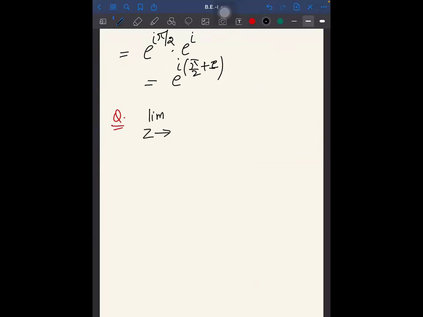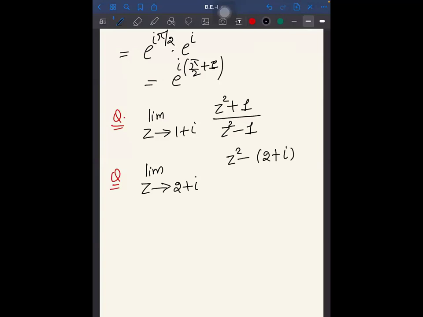Limit z goes to 1 plus iota, z square plus 1 upon z square minus 1. Before doing this question, if you can do this question, then you can do the above question as well. Can you do this?